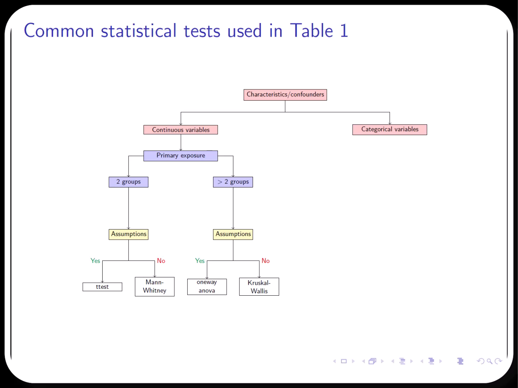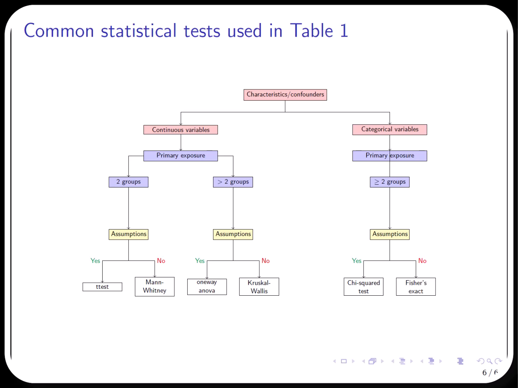If characteristics or potential confounders are category variables, no matter how many groups the primary exposure variable has, the next step is to check assumptions required by Pearson's chi-square test. If the assumptions are fulfilled, Pearson's chi-square test can be used to check comparability across several groups. If the assumptions are not fulfilled, then Fisher's exact test should be used.